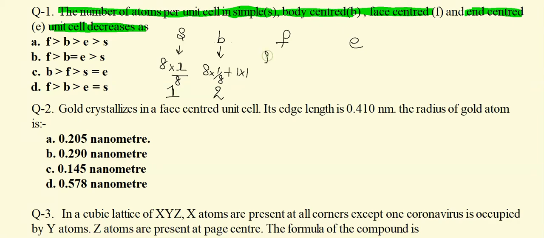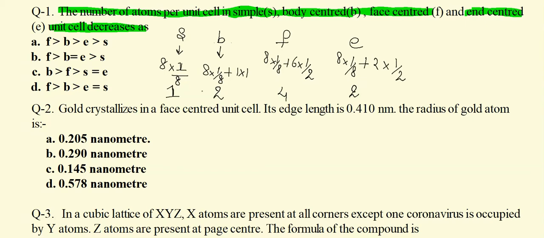Then for face centered, 8 at the corners and 6 particles at the 6 faces, each contributing half to a unit cell. So here it becomes 3 plus 1, 4 atoms. For end centered also, 8 at the corners plus two atoms at the two end faces which are opposite to each other, contributing half each to a unit cell. So here 1 plus 1, 2 atoms are there.